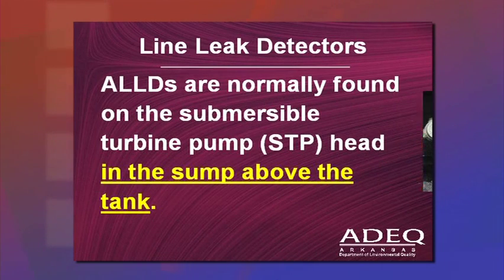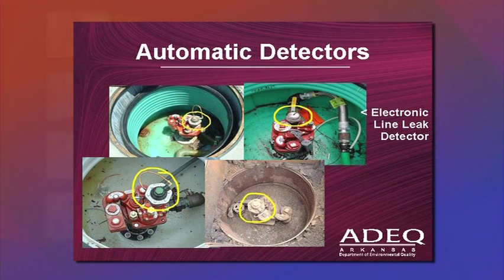You can see some more. They're normally found on the submersible turbine pump head in the sump up above the tank. And so here's some more pictures of the automatic line leak detectors. And you can see them right here in yellow circled. That's what they look like. So this is taking care of column A for your first form of release detection for pressurized piping. It's a no-brainer because these automatic and electronic line leak detectors come with the submersible turbine pump heads. So there's your A portion of taking care of one form.